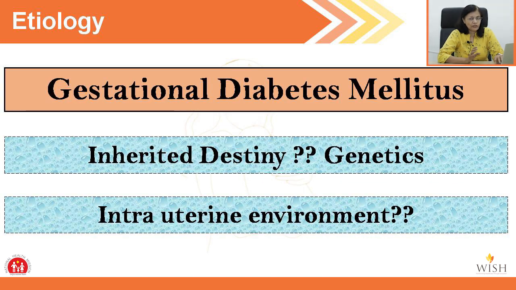Coming to the actual etiology of diabetes mellitus during pregnancy, which we call gestational diabetes. Usually this can be inherited. It means that there can be a family history of diabetes in the lady, or there can be a certain intrauterine environment which may be responsible for hyperglycemia in these patients, but the exact cause is still not known.